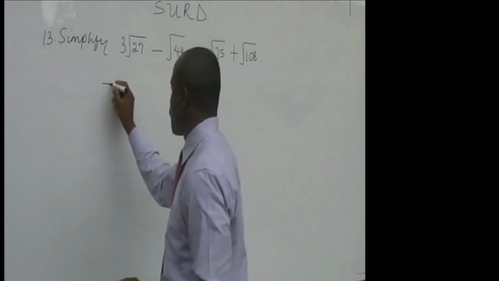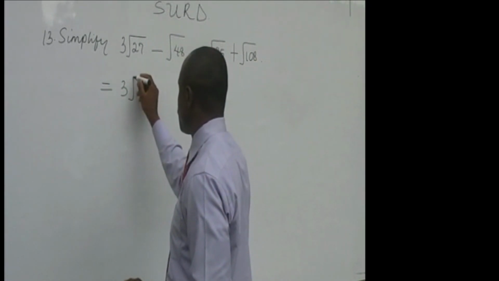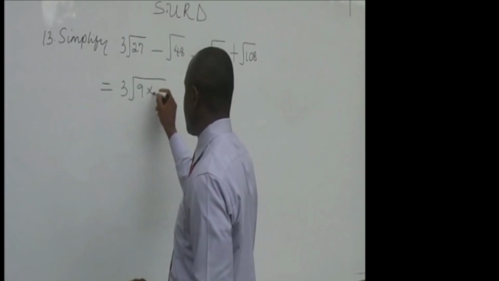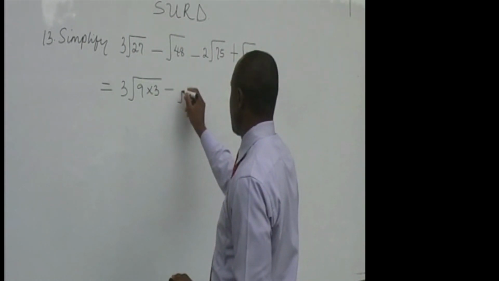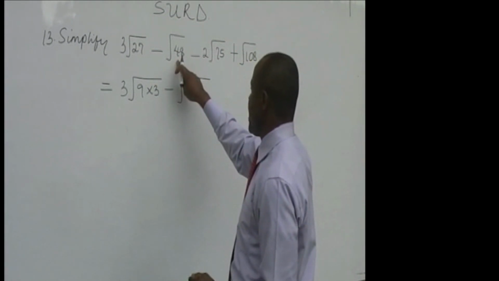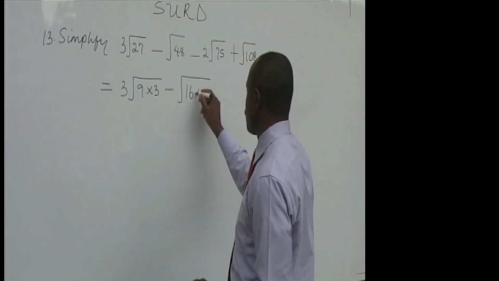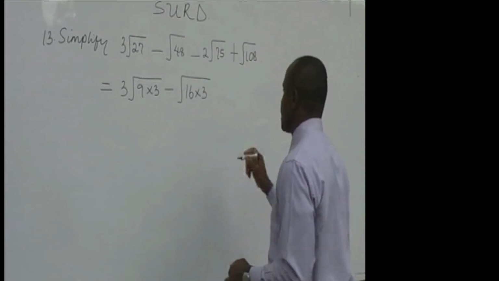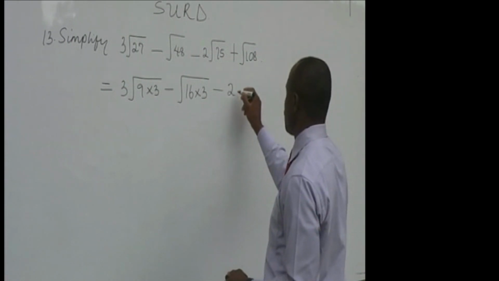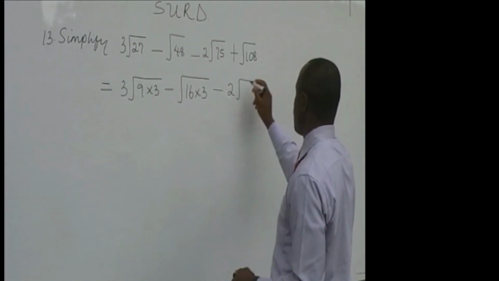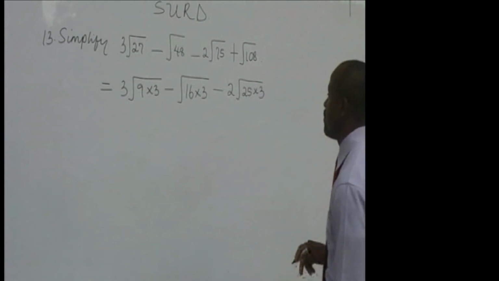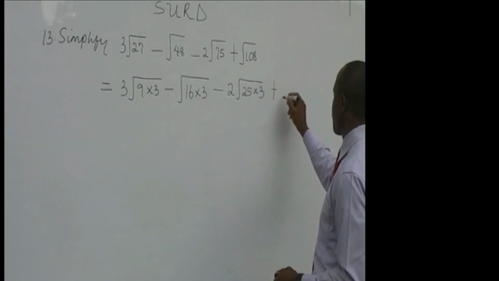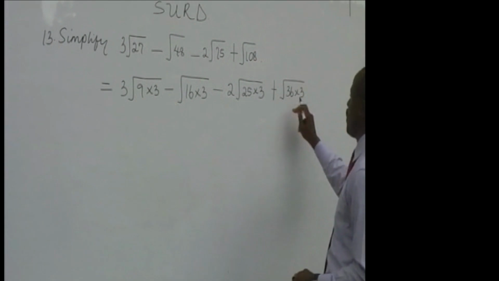So first of all, we're going to have here 3 root 9 times 3 for 27, minus root 16 times 3 for 48, minus 2 into root 25 times 3 for 75, then plus root 36 times 3 for 108.